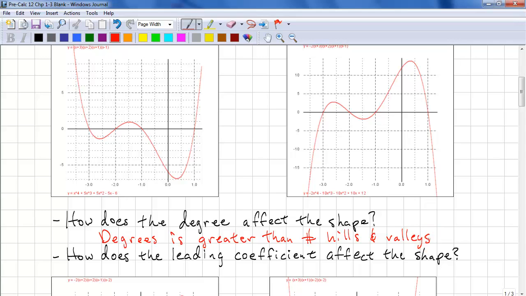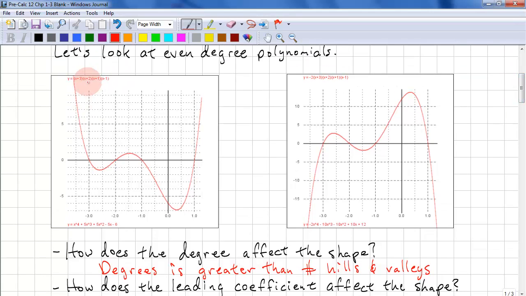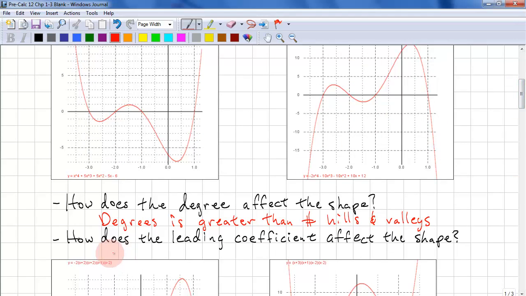Okay, let's look at the leading coefficient. How does that affect the shape? This one's positive, opens up. This one's negative, opens down, just like quadratics. So the leading coefficient affects concavity, and we have up when it's positive, and down when it's negative, just like quadratics.